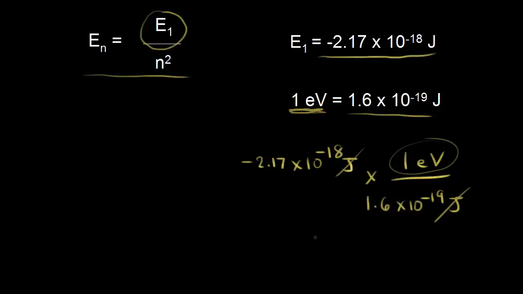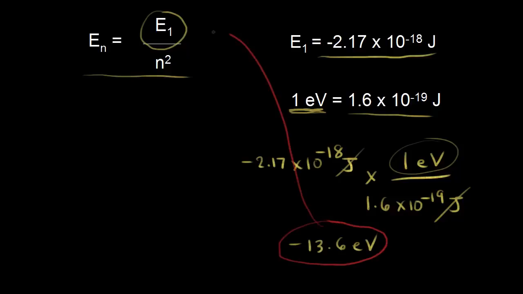If you do that math, you get negative 13.6 electron volts. So once again, that's the energy associated with an electron in the lowest energy level in hydrogen. I plug that back into my equation here, so I can just rewrite it. This means the energy at any energy level n is equal to E1, which is negative 13.6 electron volts, divided by n squared, where n is an integer: 1, 2, 3, and so on.